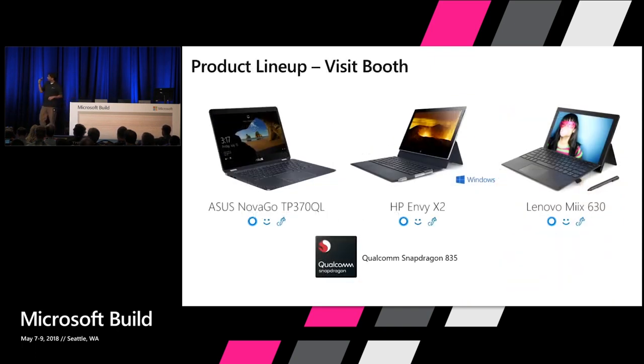So these are the first wave of devices that are going to support Windows 10 on ARM. You have the Asus NovaGo, which is more of a traditional laptop form factor. It has full HDMI and USB ports. And then you have the HP Envy and the Lenovo, which are more of a two-in-one. These are lightweight, thin, tablet-style devices.